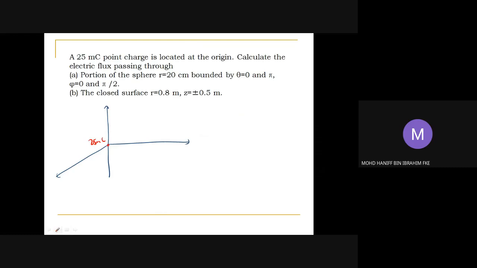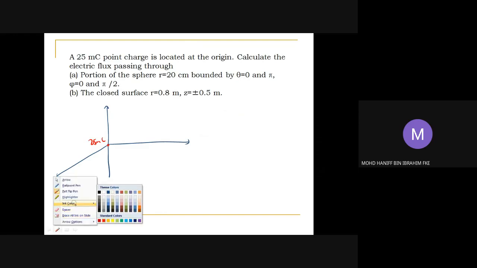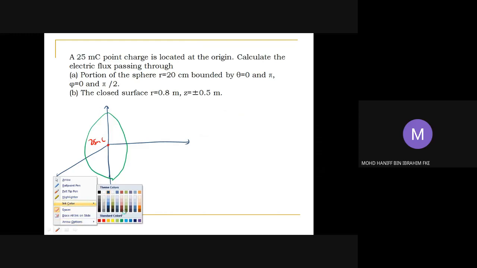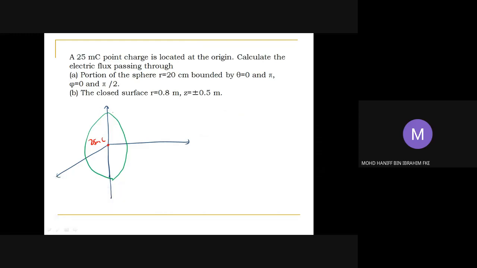So basically we can sketch the portion of the sphere to look like this. Yeah, that should be the portion of the sphere. Sorry for my very bad sketching. So that should be how your sphere is drawn, in which I can say that this is about 1/4 of a full sphere.